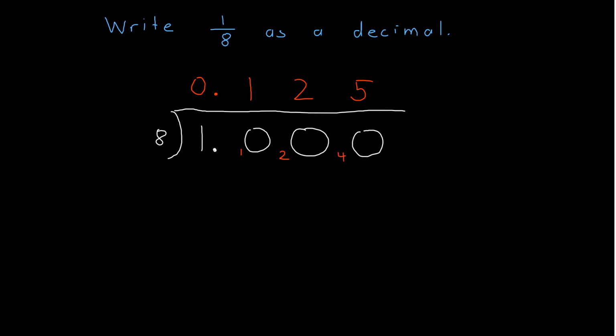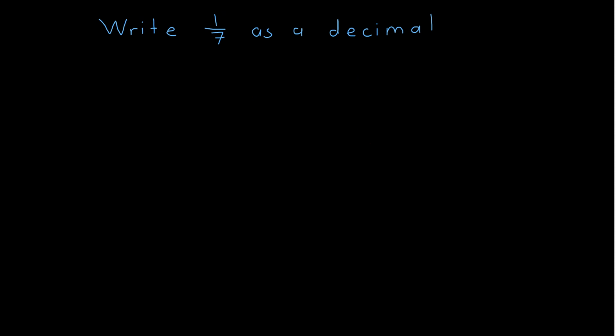Compare it to this next one. So now I want you to write 1/7 as a decimal. So pause the video, and you may have the video paused for a while because you're going to find this one takes a lot longer to do.